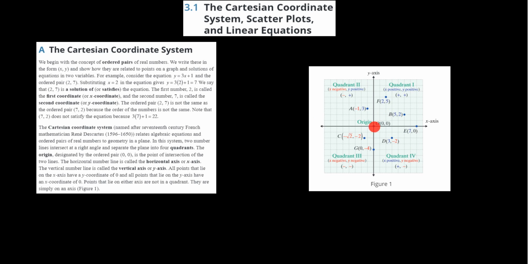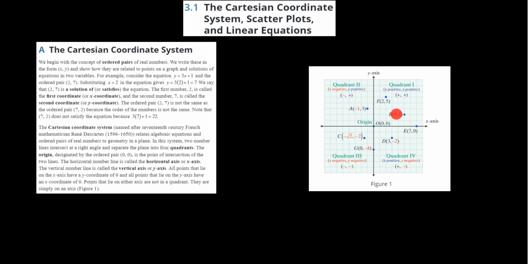Right here in the middle of the graph is called the origin. The origin's coordinate is 0, 0. The horizontal line here we call the x-axis, and the vertical line we call the y-axis. The x-axis, as we go to the right, are positive x values. As we go to the left, are negative x values. Again, this is coming from the origin. And from the origin, as I go up, the y values are positive, and as I go down, the y values are negative.